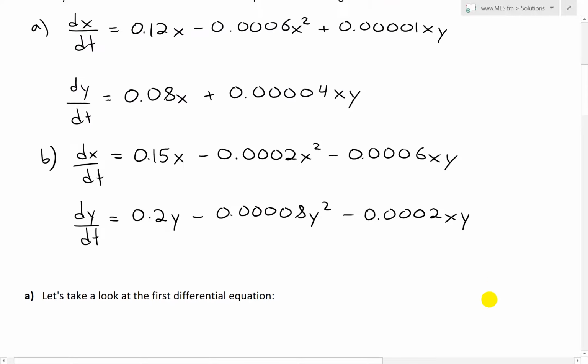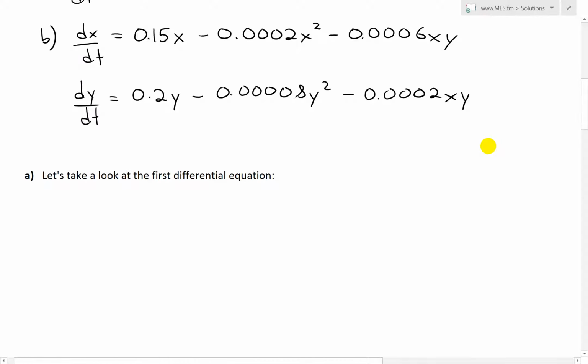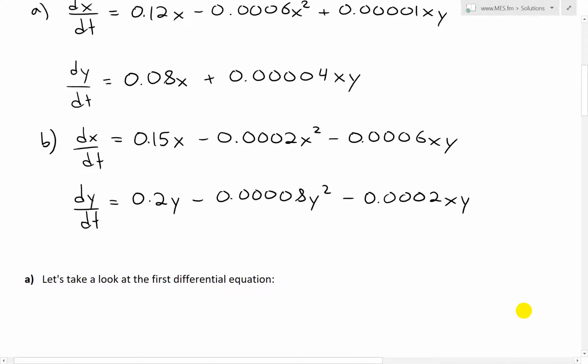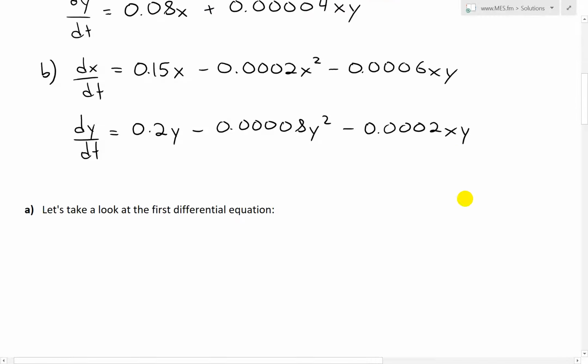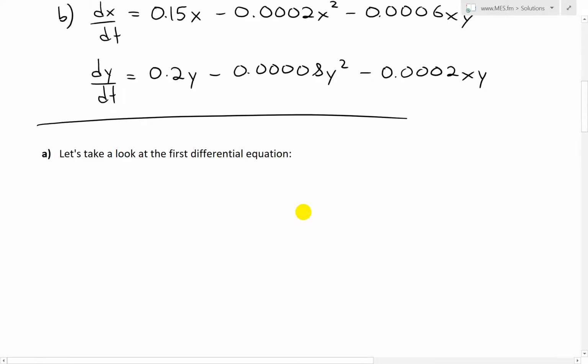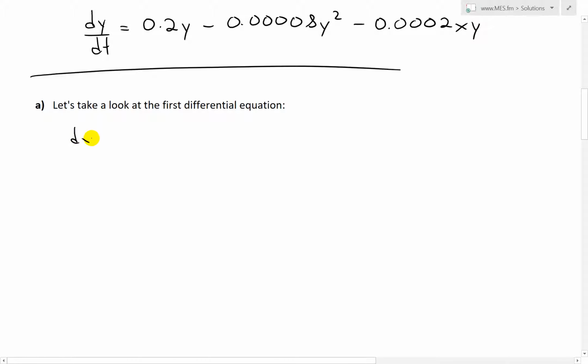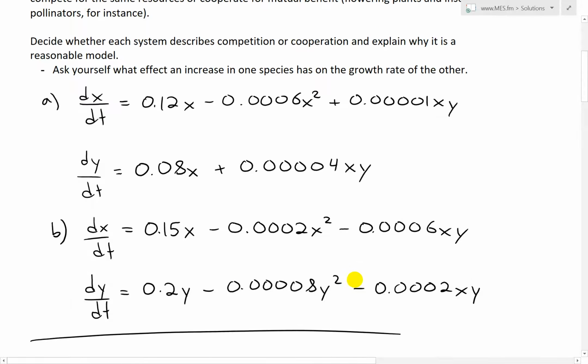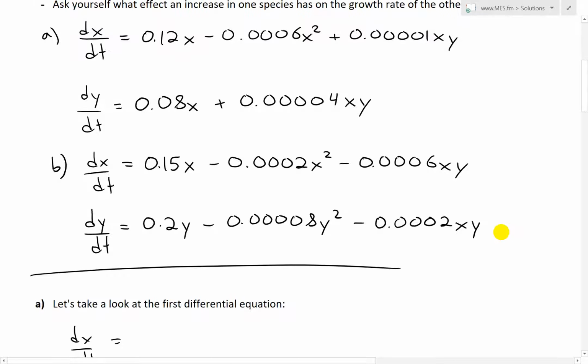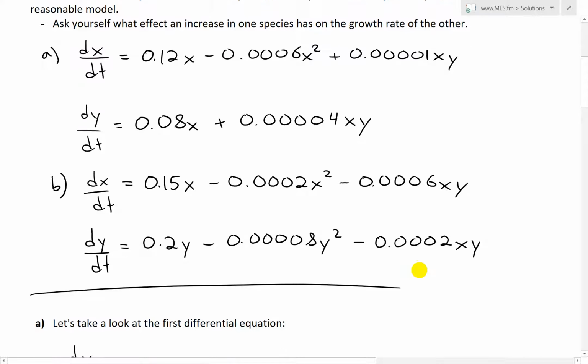Now let's look at part A, and first the first differential equation in part A, which is the dx over dt. I'll just put an arrow there. What I'm going to do here is factor out this 0.12x, because there's an x and an x squared there, just to show that the first term is a logistic equation.